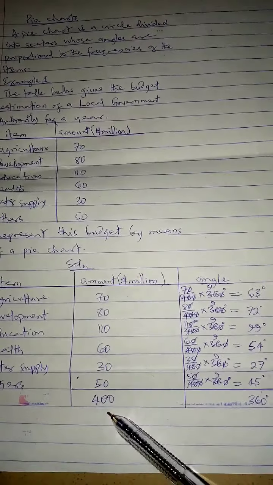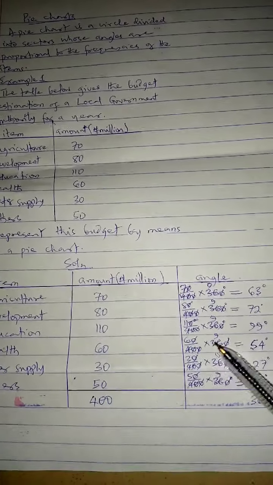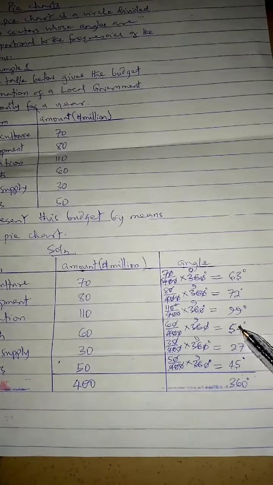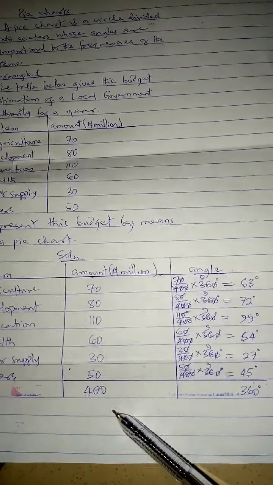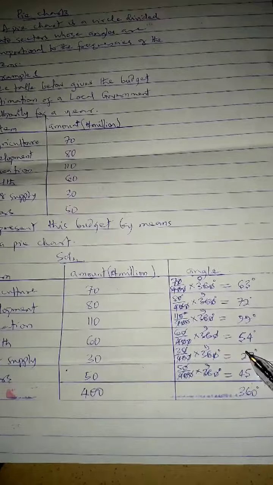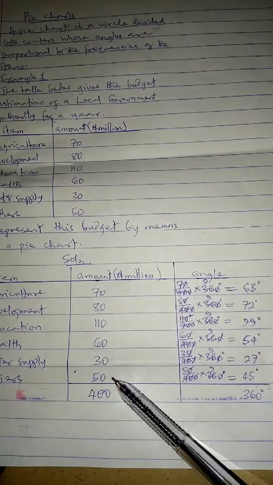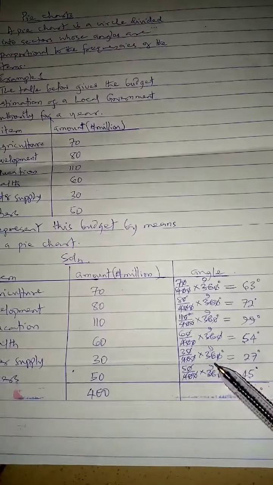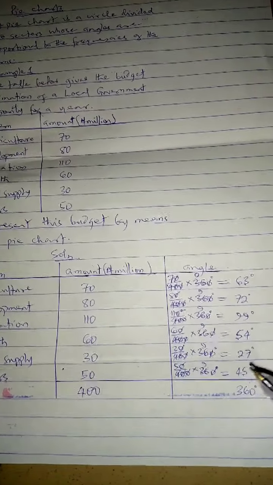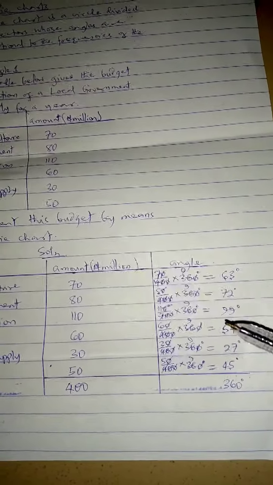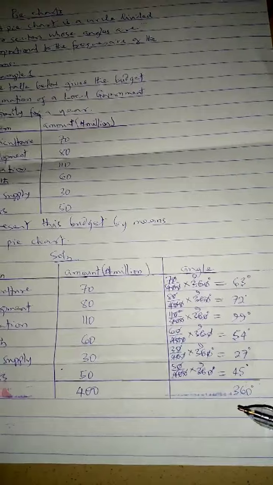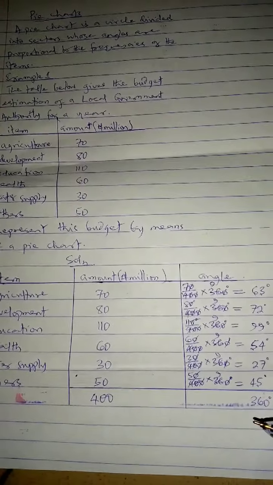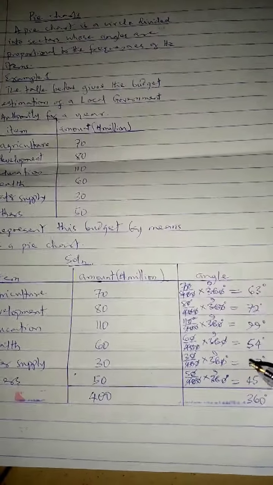60 over 400, that's over the total, times 360 degrees, you have 54 degrees. 30 over 400 times 360 degrees gives 27 degrees. 50 over 400 times 360 degrees, you have 45 degrees. When you add all these angles here, you must have 360 degrees to confirm your result.